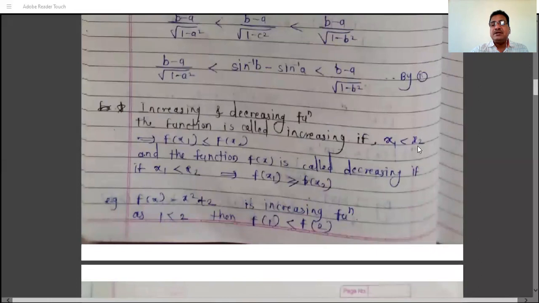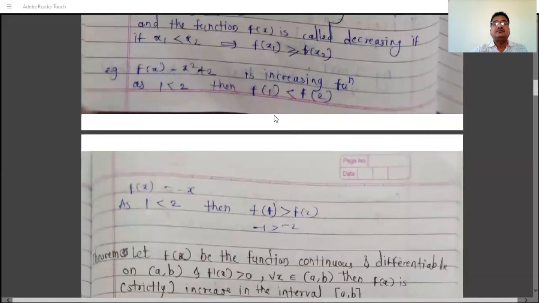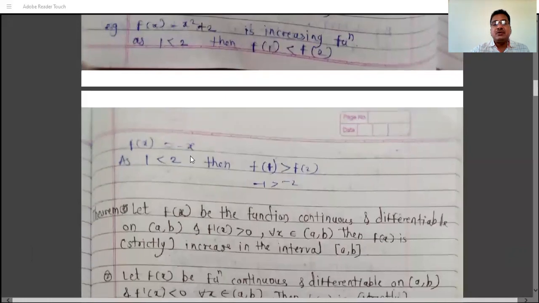We say the function is strictly increasing if x1 is strictly less than x2 implies f of x1 is strictly less than f of x2. And the function is called strictly decreasing if x1 is less than x2 implies f of x1 is strictly greater than f of x2. So this function x square plus 2 is a strictly increasing function, or say it is an increasing function. Then f of x is equal to minus x.